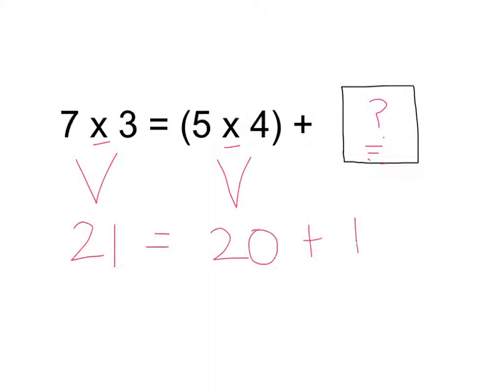Now I can figure out what's in this box. 21 equals 20 plus what? Well, if I count on from 20 all the way to 21, I get the answer, and the answer is 1.